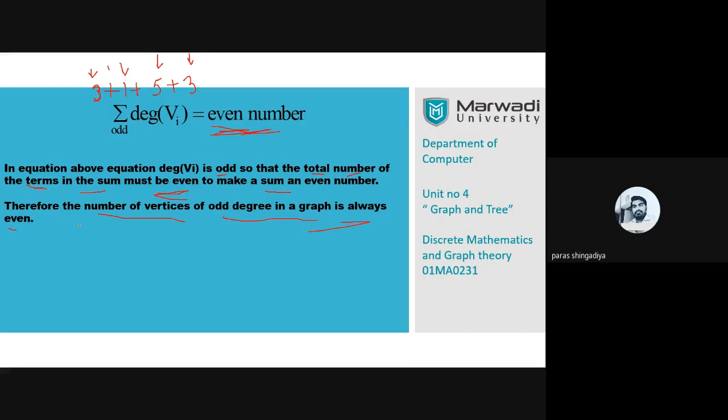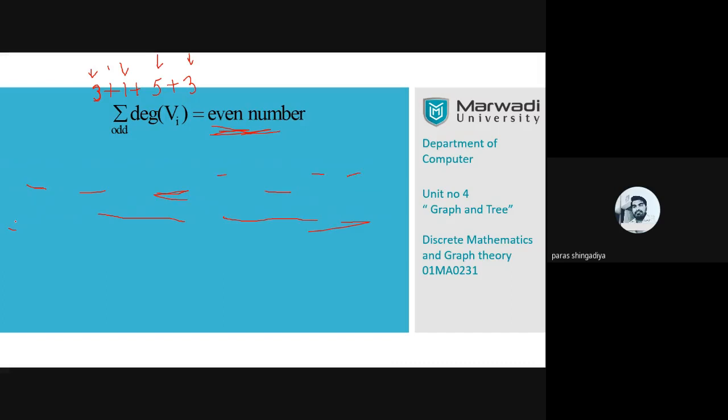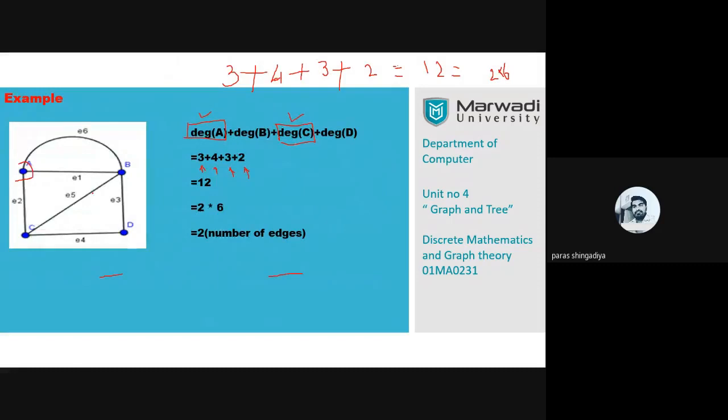And you can verify with any graph, with any number of vertices, any number of edges. You can verify with this graph also. That is, we have to prove for the first theorem. And let us prove this second theorem also. Degree of A, degree of B, C, and D.